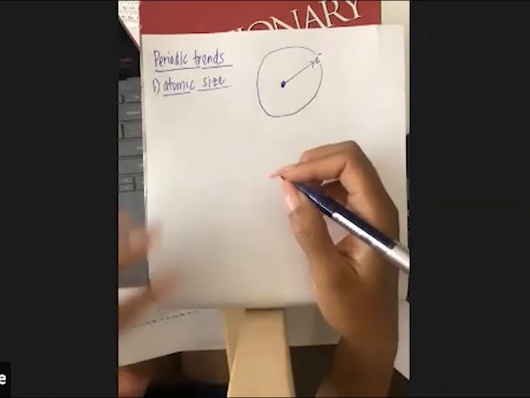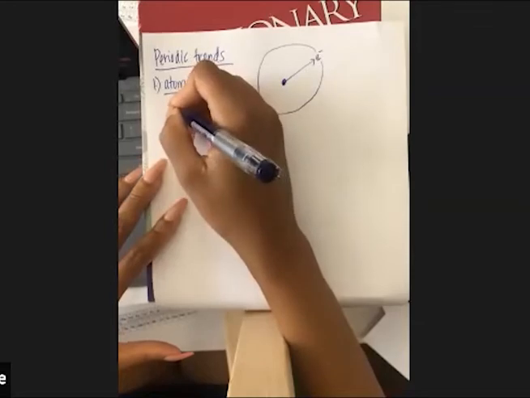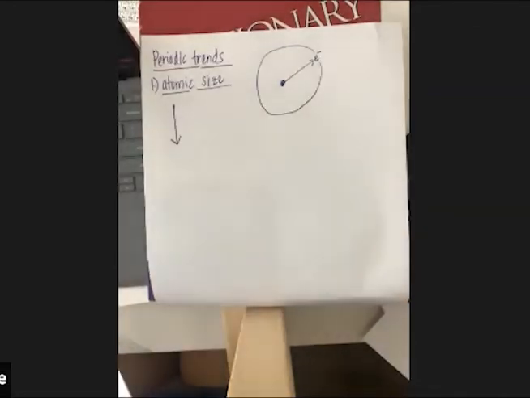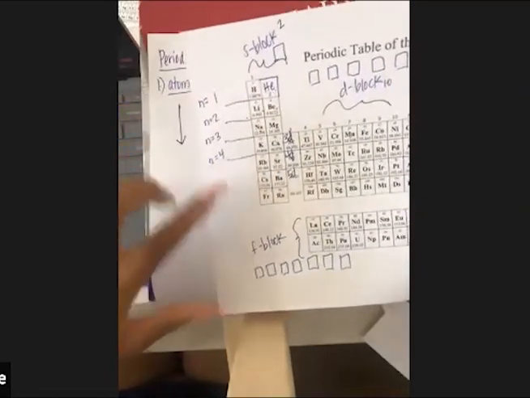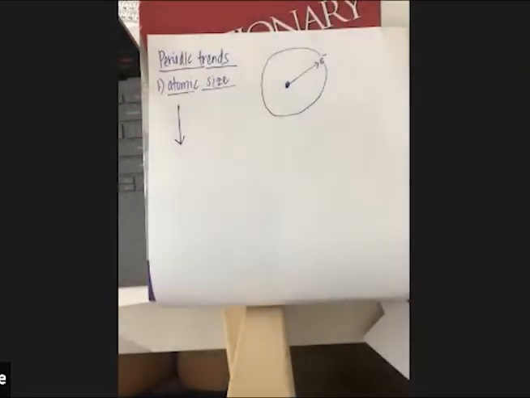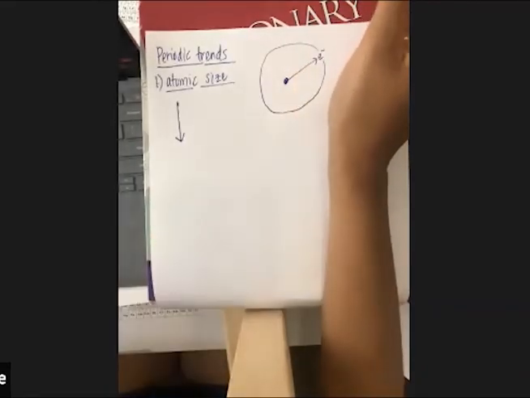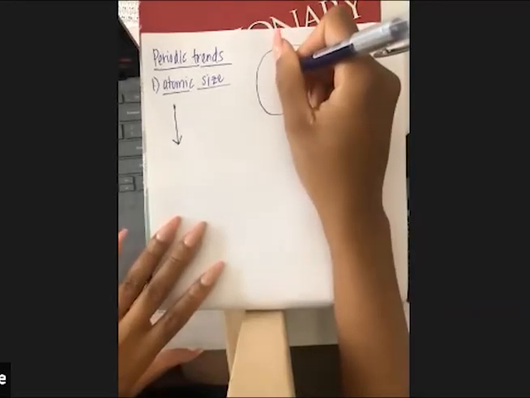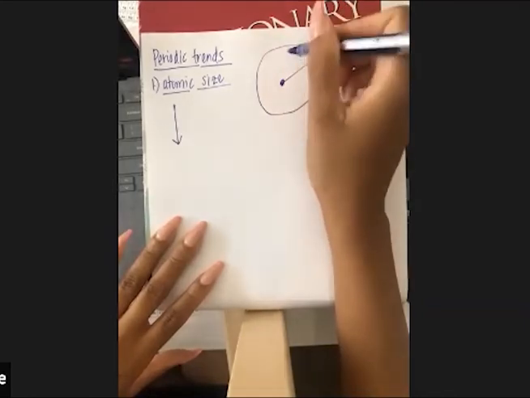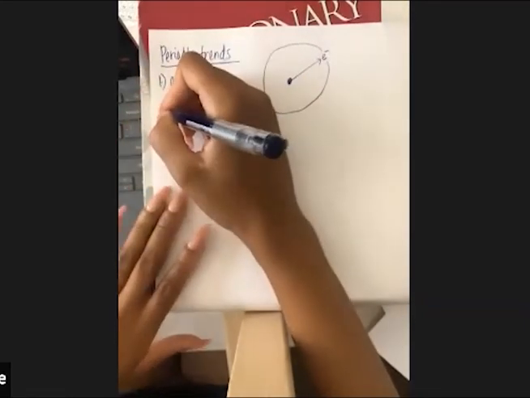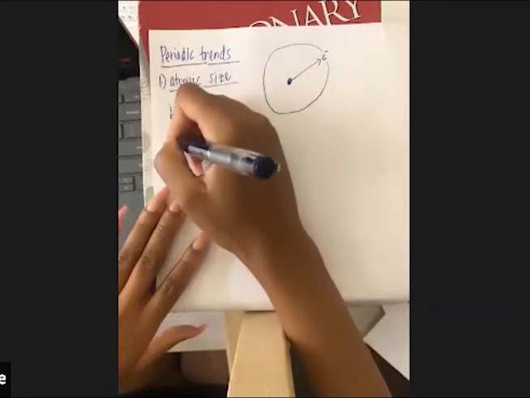When we talk about the trend for atomic size, as you go down the periodic table, the energy levels increase. It goes from 1, 2, 3, 4, 5, 6, 7. The bigger the energy level, the bigger the atom's going to be. Remember, n equals 1 is here, but when you draw n equals 2, it's a little bit bigger. N equals 3 is a little bit bigger than that. So as you go down the periodic table, the size increases.